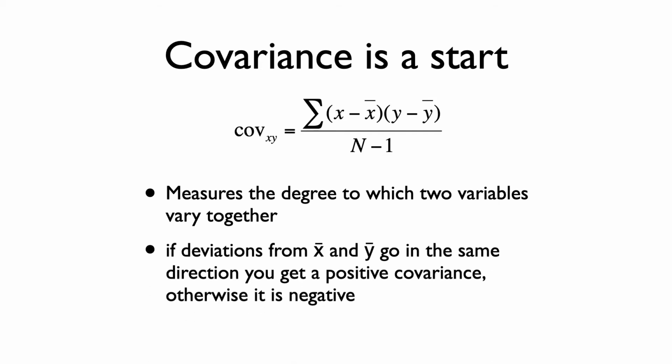If deviations from x bar and y bar go in the same direction, you're going to get a positive covariance. The difference between covariance and regular variance is that covariance can be negative. Variance can't be because it's a squared quantity. This isn't squared, it's just two things multiplied together. If deviations from x and y go in the same direction, both positive or both negative, the top is a positive number. If as one goes up the other goes down, you get a negative covariance.